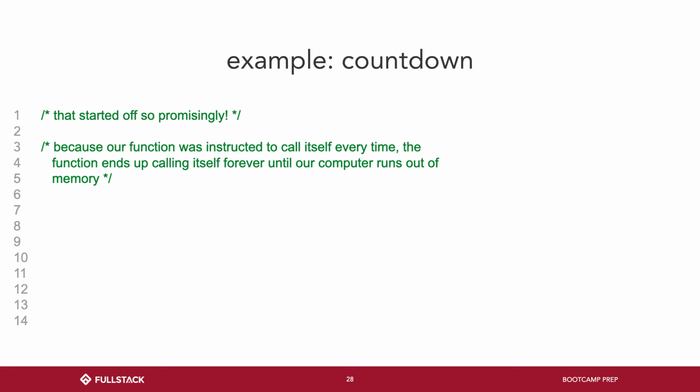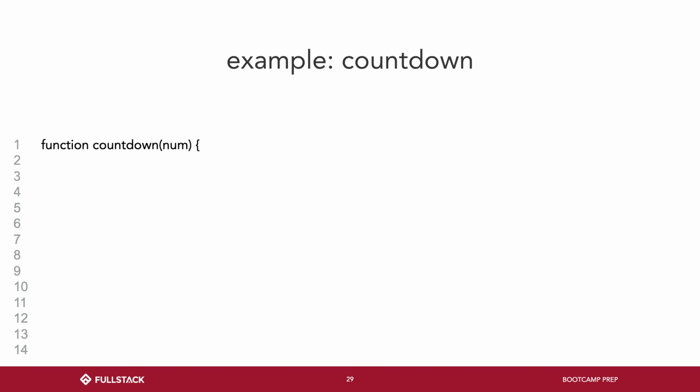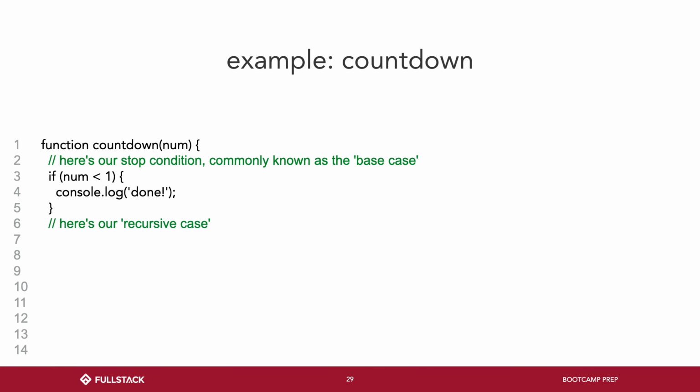Because our function was instructed to call itself every time, the function ends up calling itself forever until our computer runs out of memory. So let's write a stop condition so the function eventually stops. If num is less than 1, console.log done, else console.log num, and then count down num minus 1.